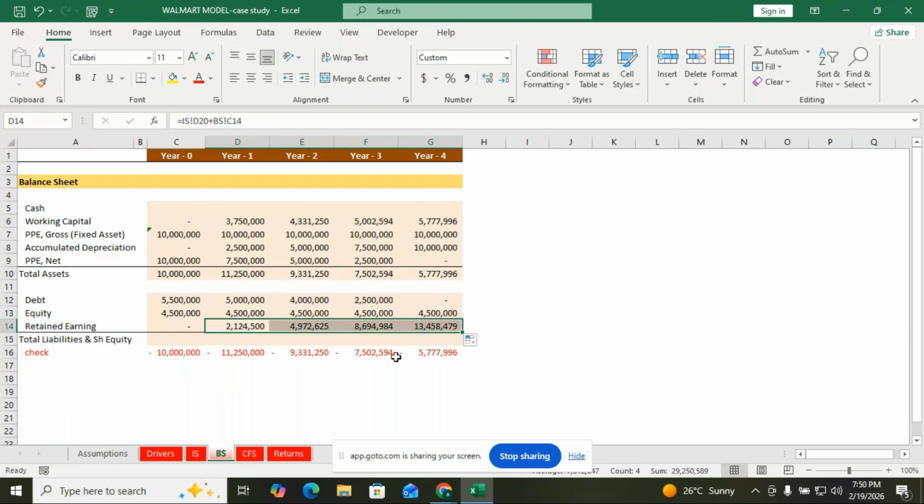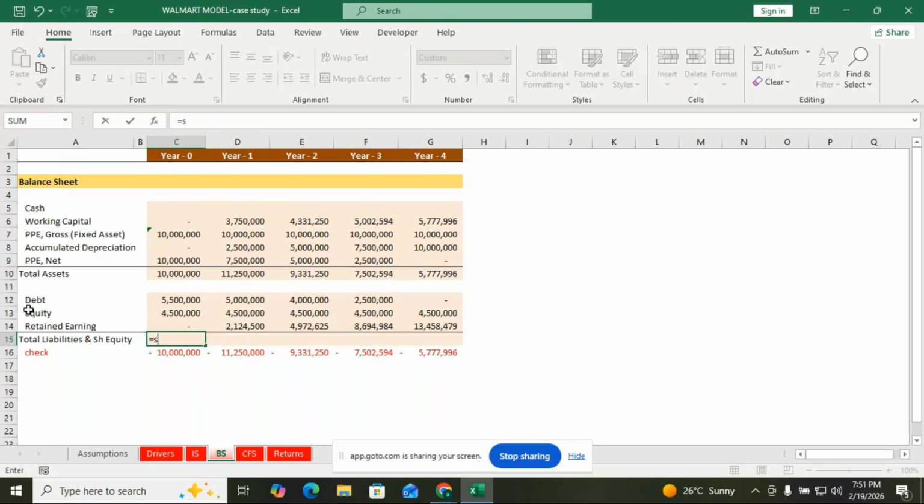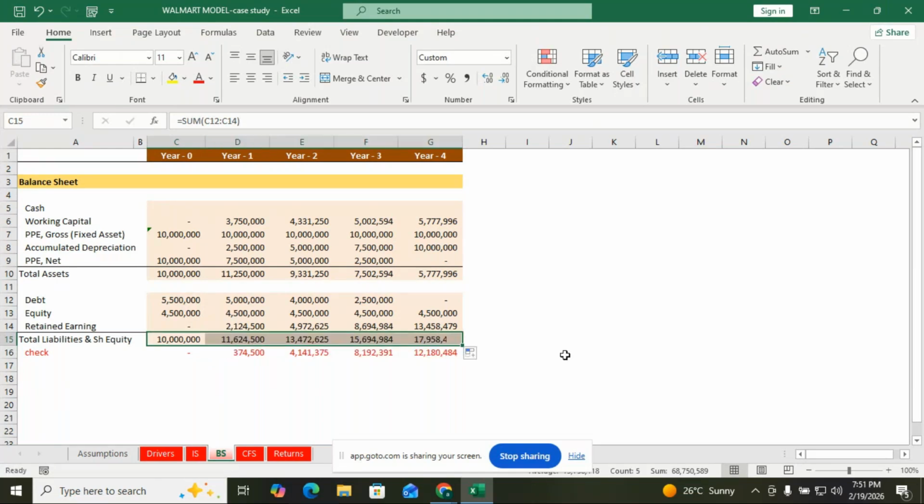And once you calculate your retained earnings, please sum up and compute your total liabilities. Equals sum of debt, equity plus retained earnings. And do it for the rest of the years. So here you complete your balance sheet.